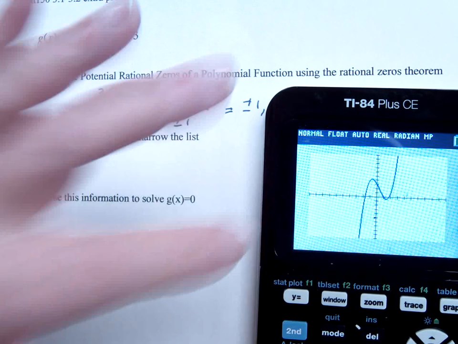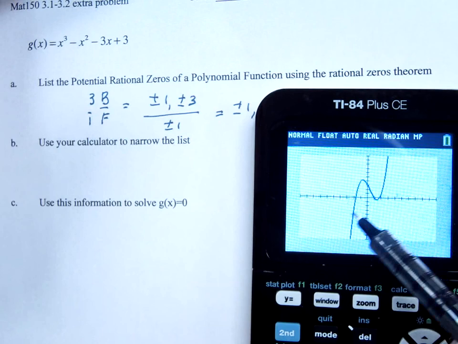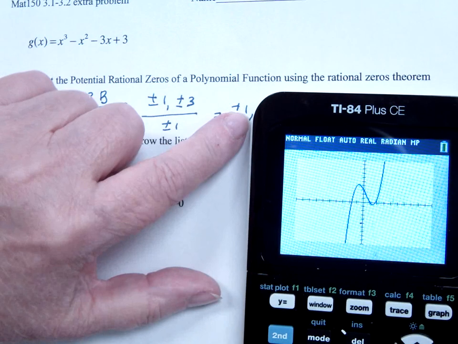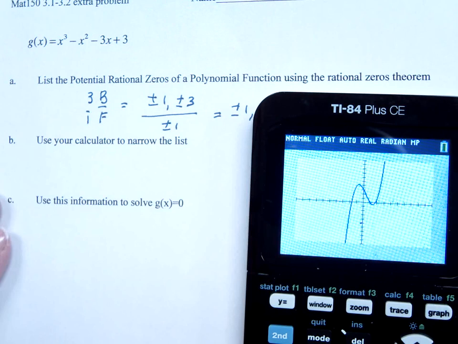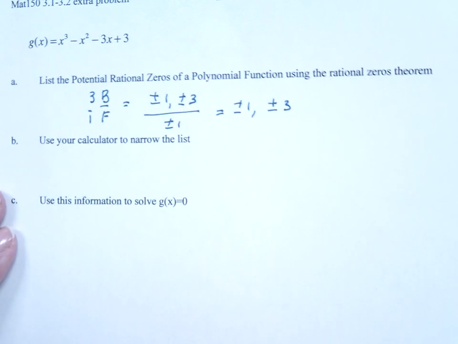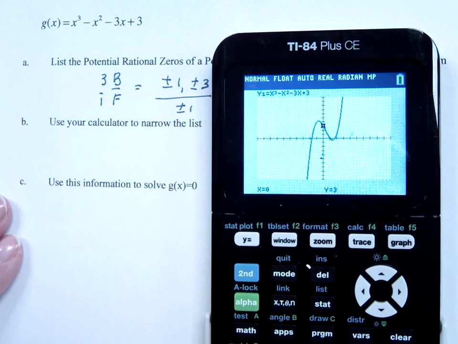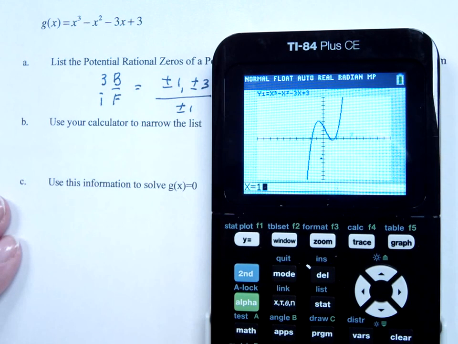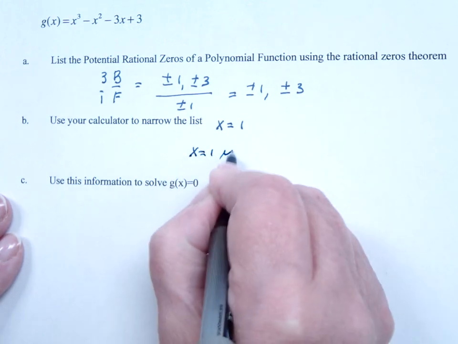And if you take a look over here, this is somewhere between -1 and -2, so that's not in my list. This one's between 1 and 2, so that's not in my list. So it looks like the only one in my list is 1. So narrow that list to x equals 1. Now, is it a zero? Well, trace, and then x equals 1. And it indeed is a zero. So x equals 1 is a zero.